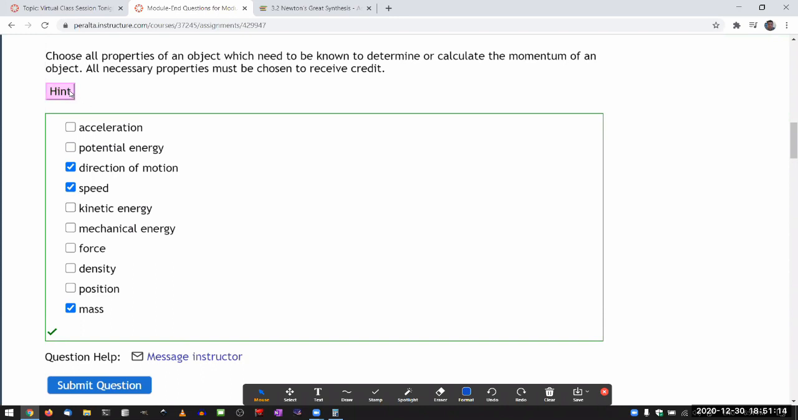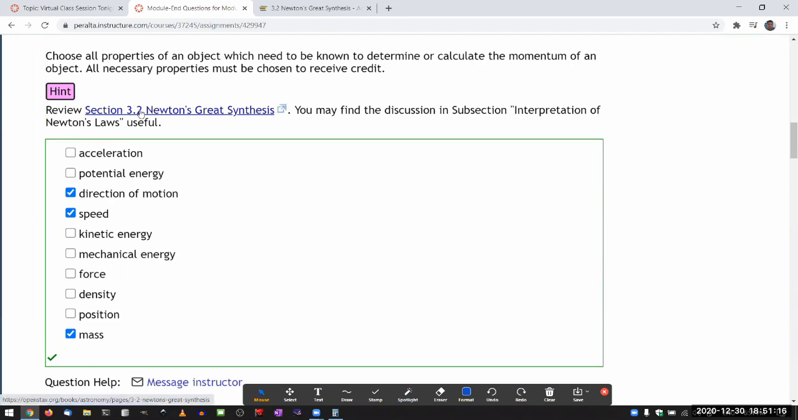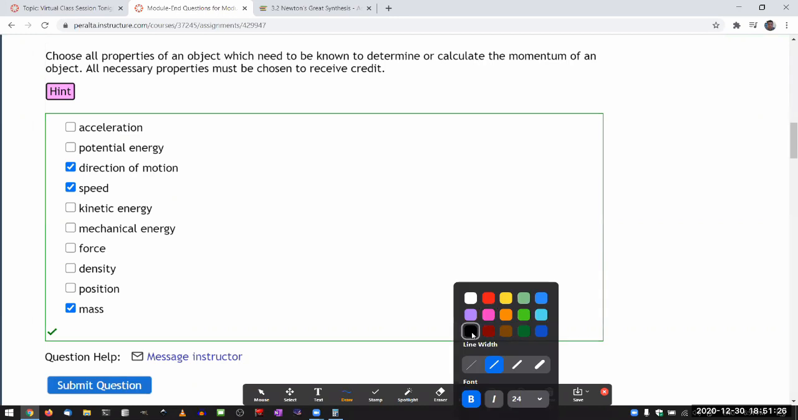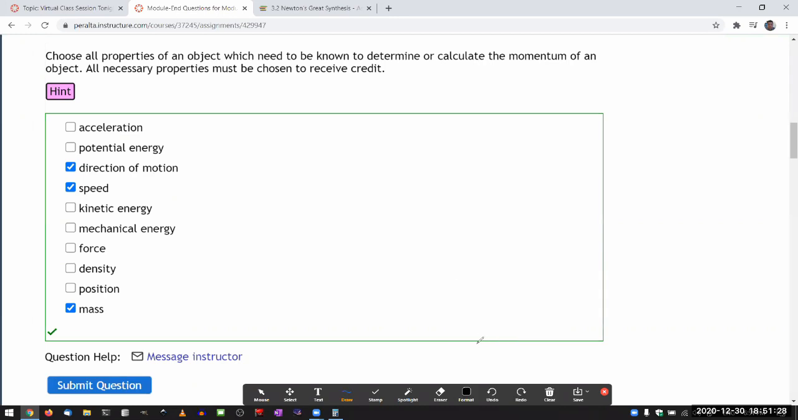For more detailed explanation, I'll just have you read the section. Really what this is getting at is your textbook, for some reason, doesn't give you this expression, which I think I do give you in the lecture slides, which is an expression for momentum. Momentum is given by mass times velocity.